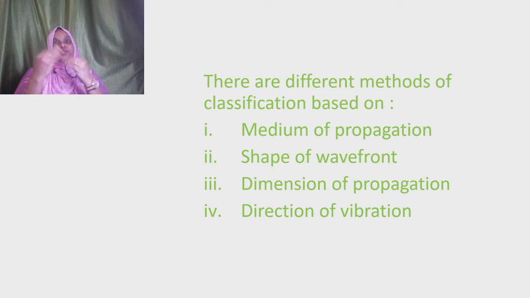Then waves can also be classified depending on the dimension of the propagating medium. And also, depending on the direction of vibration of the particles of the medium, waves can be classified into different types. So mainly there are 4 types of classification. One is based on the medium of propagation, the second is based on the shape of the wavefront, the third is based on the dimension of propagation, and the fourth is based on the direction of vibration.